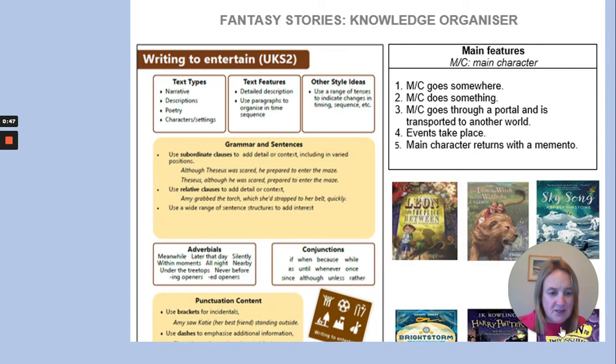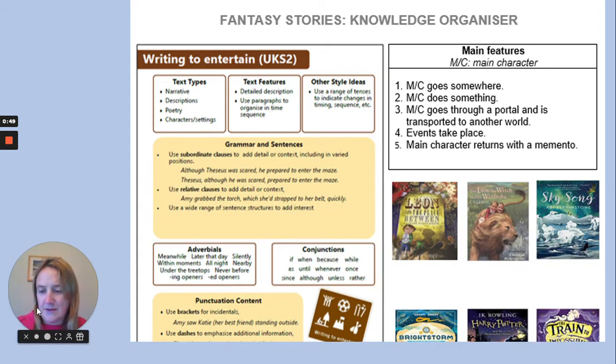Okay, I'd like to share with you our knowledge organiser for our fantasy stories work. Those of you in school will be given one, and at home you can either use it from the screen or print one out. There's a PDF version of this on the website. This is a really handy document to refer to when writing your fantasy stories and for editing to check.